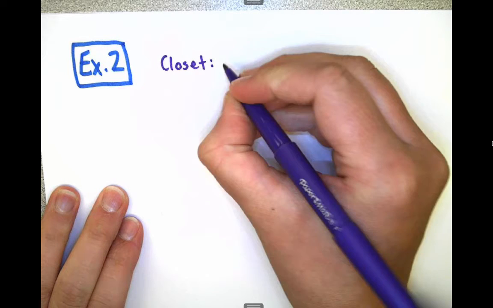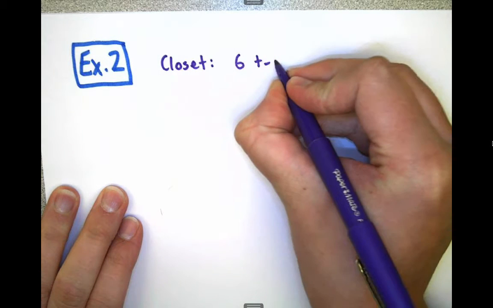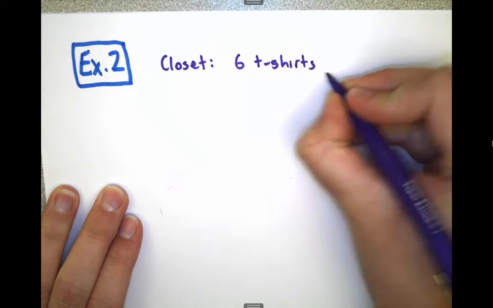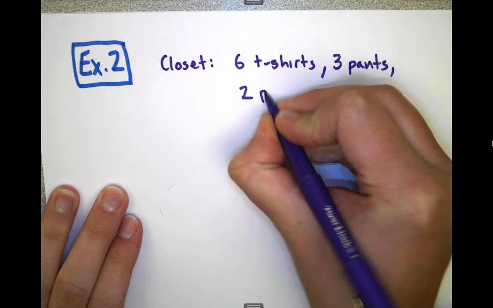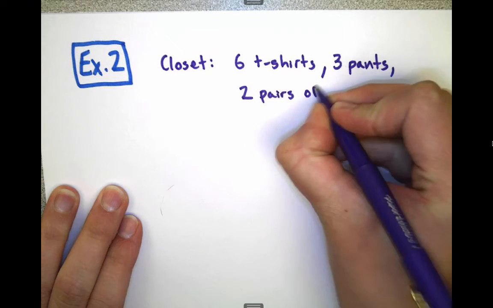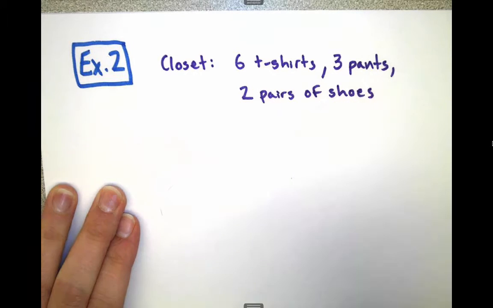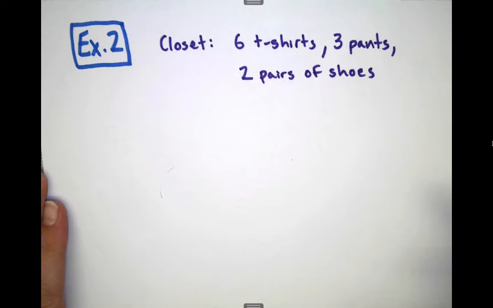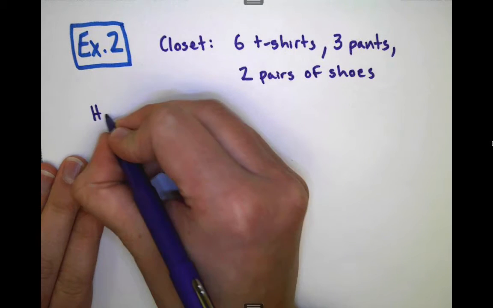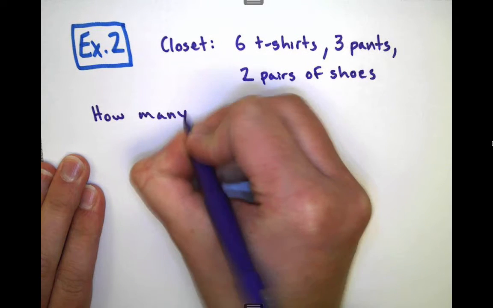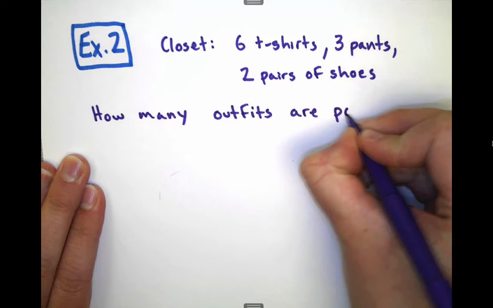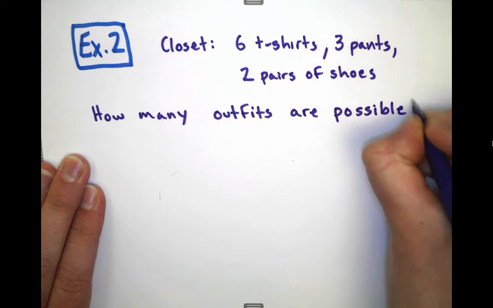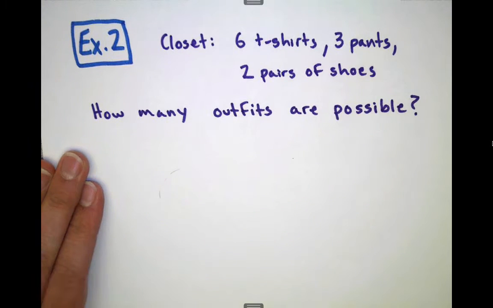has, we're going to say, 6 t-shirts, 3 pants, and 2 pairs of shoes. And so our question is how many possible outfits can I make with 6 shirts, 3 pants, and 2 pairs of shoes? What are my outfit choices? So how many outfits are possible? It's a sample space problem. How many outfits are possible?